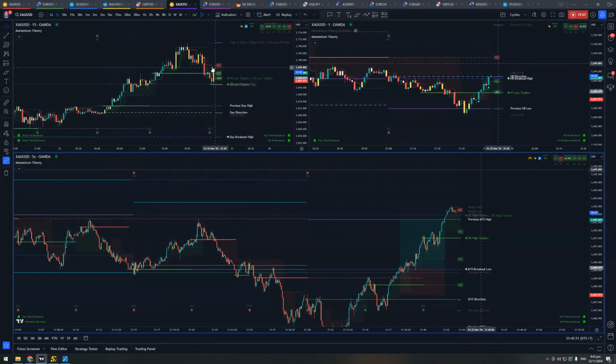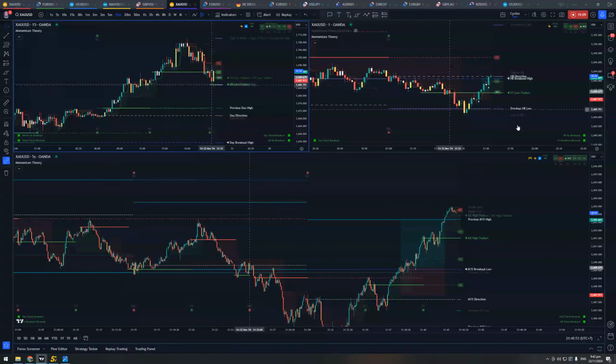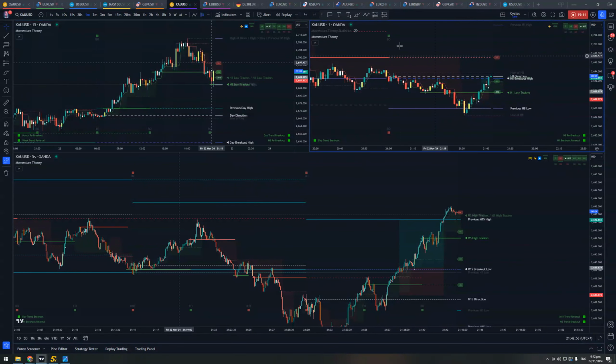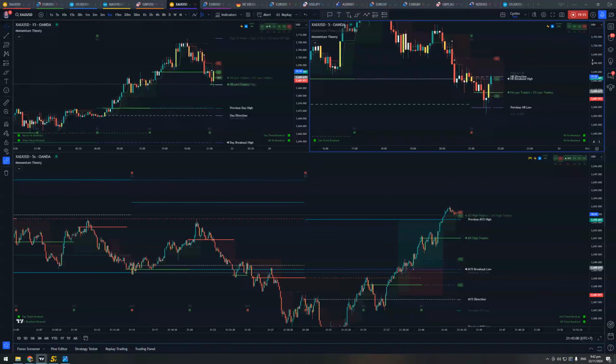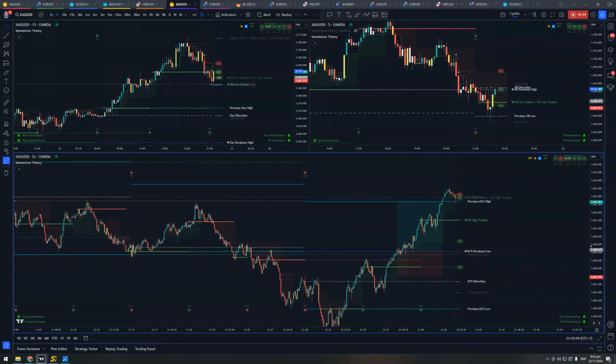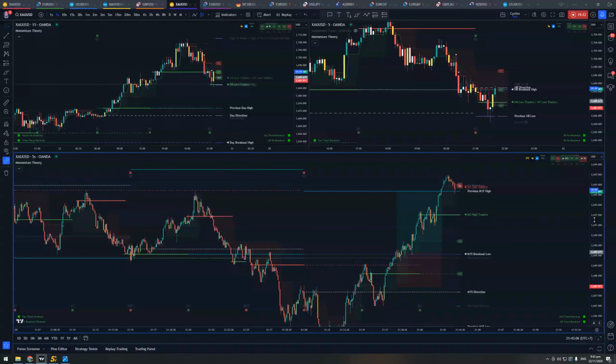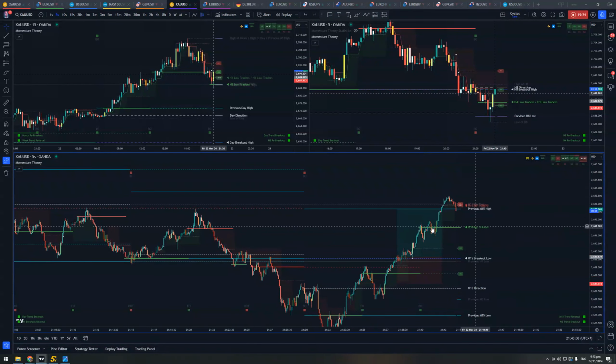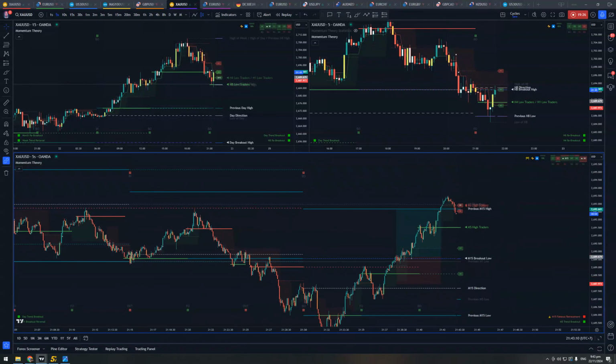So the way I trade M15, I risk 1%. 5 minute, I risk 0.5%. 1 minute, I'm risking 0.25. And then on 5 second, I'm risking 0.15%. So just a quick scalp over here.